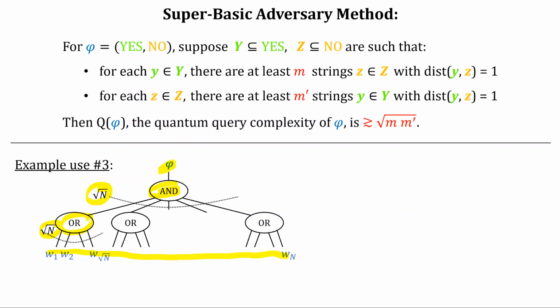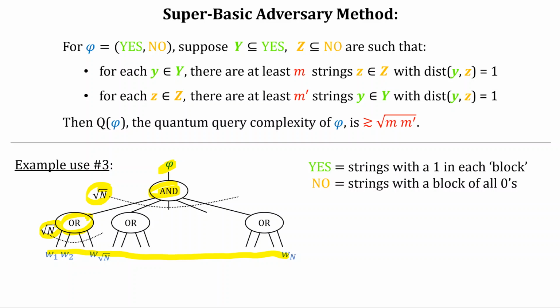Okay, so that's a little bit funny. In other words, the yes strings are all the strings w that have at least one 1 in each block, and the no strings are all the strings that have a block of all zeros. So you're trying to use queries to tell the difference between a yes string and a no string. And it's not hard to show that this requires linearly many queries in the classical case.